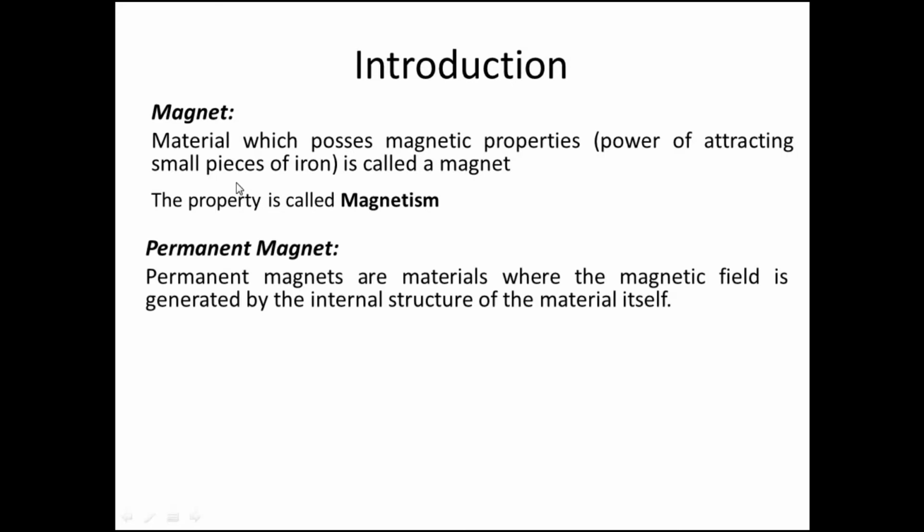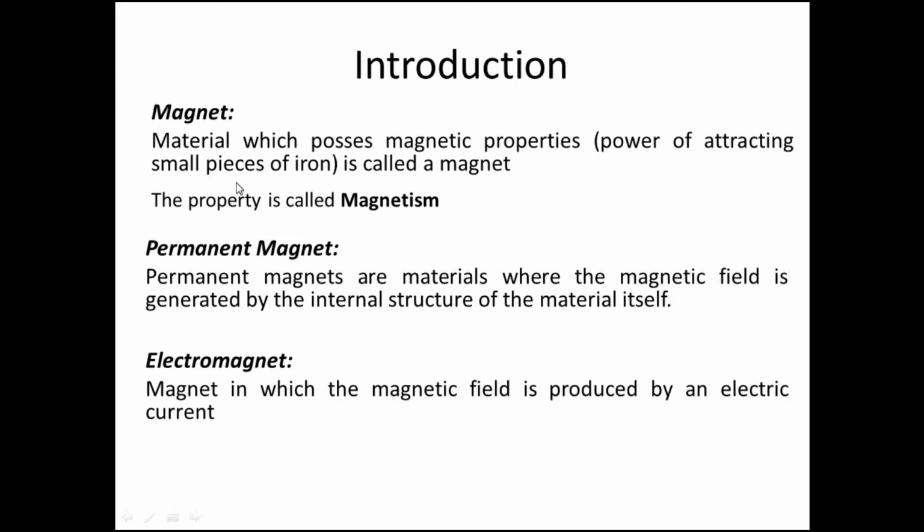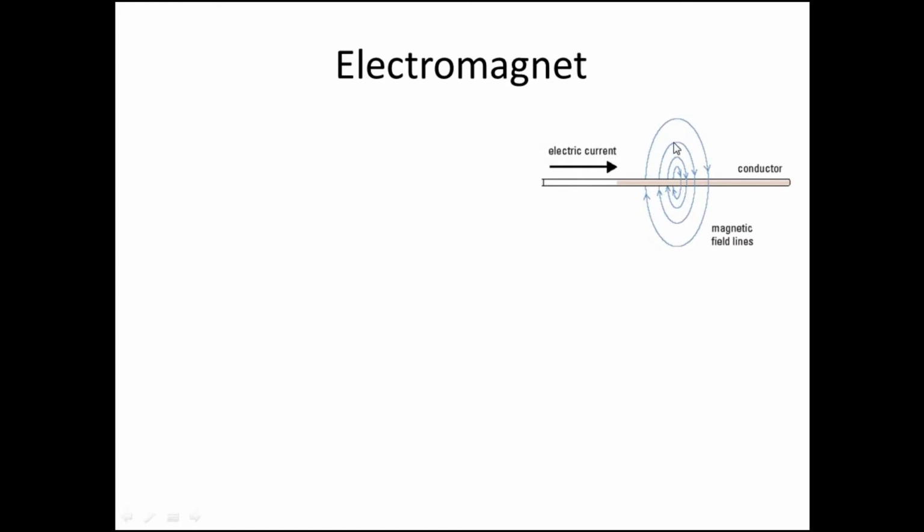A permanent magnet is a material where the magnetic field is generated by the internal structure of the material itself. We can also create electromagnets. In electromagnets, the magnetic field is produced by an electric current. So, we know that if a current is passing through a conductor, there will be field lines generated around the conductor.